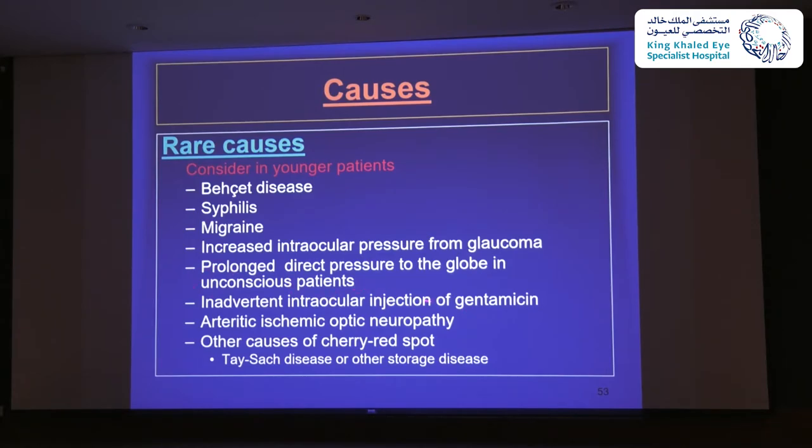Prolonged direct pressure to the globe in an unconscious patient could happen in our practice. Usually a patient in the ICU is not aware, and people taking care of him at that time might put some pressure over the eye. Or during surgery, when I'm working on one eye and really forgetting the other eye, the patient after surgery finds that the good eye is already blind. Why? Because of this long pressure over the globe. Other causes include inadvertent intraocular injections of gentamicin, arteritic ischemic optic neuropathy, and other causes of cherry red spot like Tay-Sachs disease or other storage diseases.